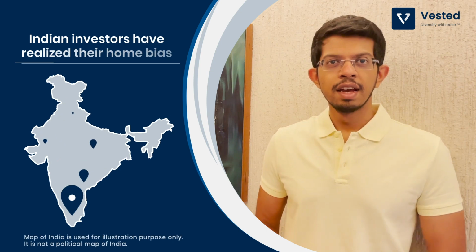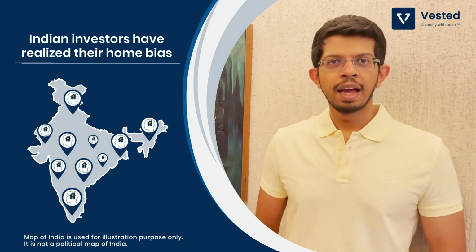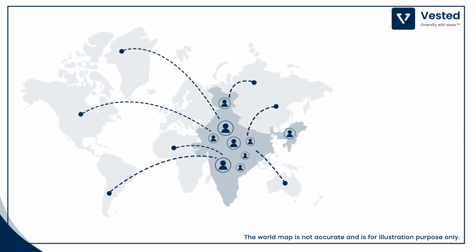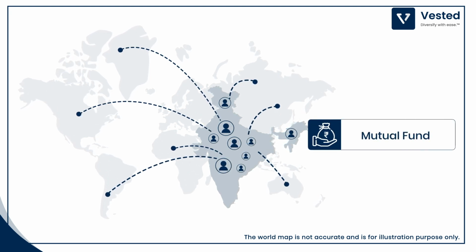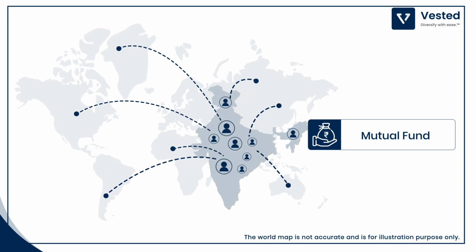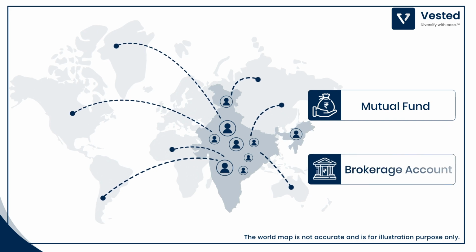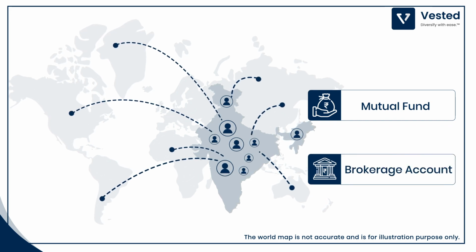What is actually exciting is that over the last few months, thousands of Indians have realized their home bias in their portfolios and have gone and diversified their portfolios internationally. They have done that either through mutual fund routes like investing in portfolios of the Nasdaq 100 or funds of funds that allow global exposure, or they've gone and directly opened a brokerage account and started investing in the US markets. There really is no right or wrong option. It depends on your choice as an investor which option you prefer.